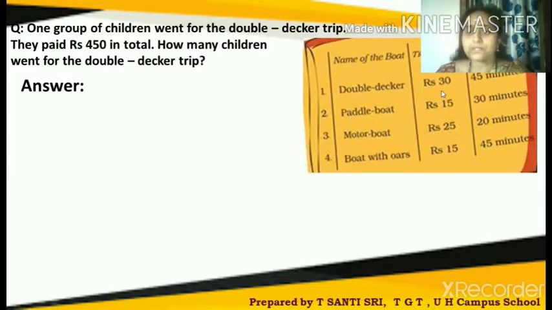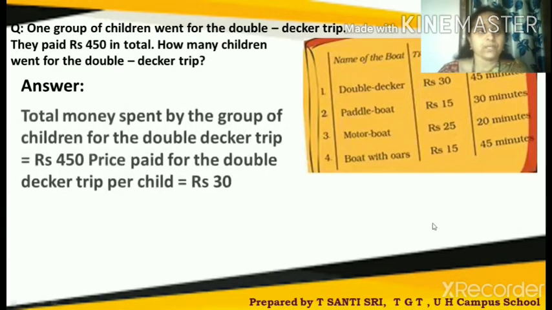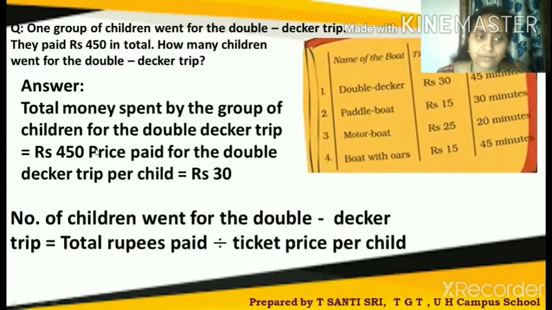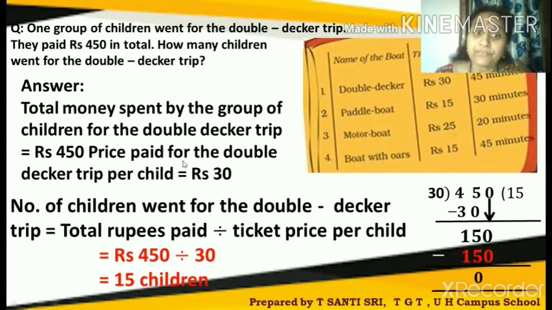Here, observe the table once. Money for double-decker trip is 30 rupees. So, total money spent by the group of children for double-decker trip is 450. Paid for the double-decker trip per child is 30 rupees. So, number of children who went for the double-decker trip is nothing but total money divided by ticket price for one child. So, 450 by 30, which is nothing but 15 children went for double-decker trip.